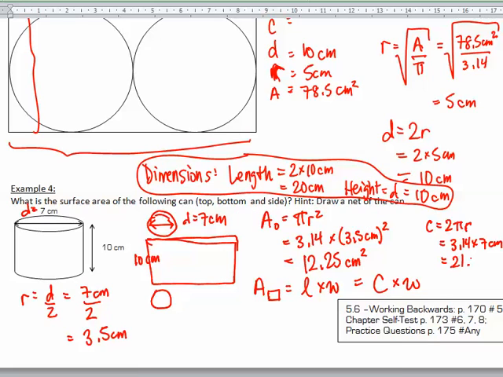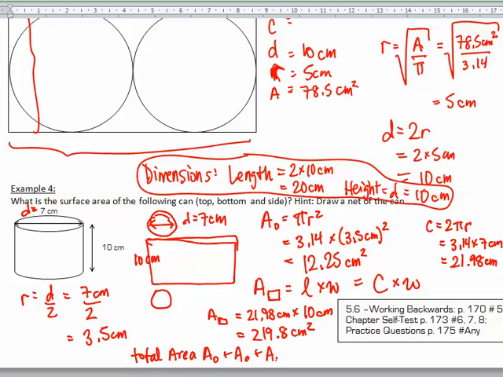So that means the area of the rectangle equals 21.98 centimeters times its width, which is 10 centimeters, and that gives me 219.8 centimeters squared. The total area then of the top circle, the bottom circle, and the side equals 12.25 centimeters squared plus 12.25 centimeters squared plus 219.8 centimeters squared. I'm running out of room here.